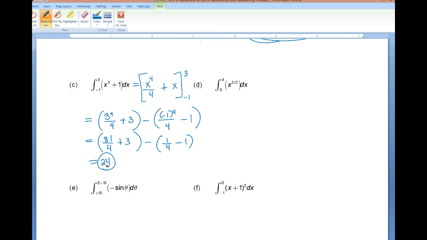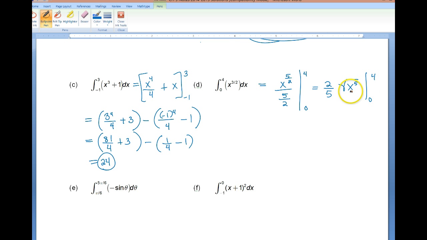How about 3 halves power? What does that become? 5 halves? Good. Over 5 halves, evaluated from 0 to 4. Or this would be 2/5, the square root of x to the 5th, evaluated from 0 to 4.